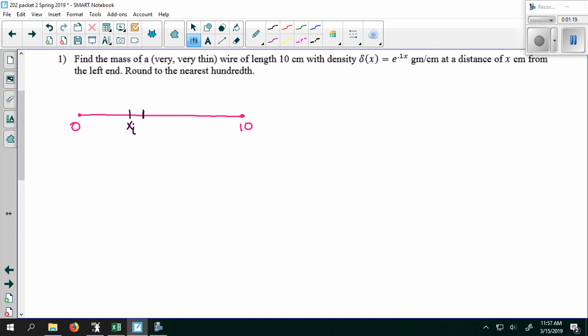So I'm going to have a teeny tiny slice here. And the idea is I want to let the size of these slices go to 0. So this length of my slice is delta x. So I chose a location x sub i. The length of the slice is delta x. It's very, very small. So the mass of my slice is the length of my slice times the density of my slice.